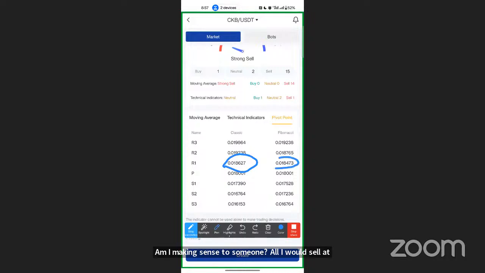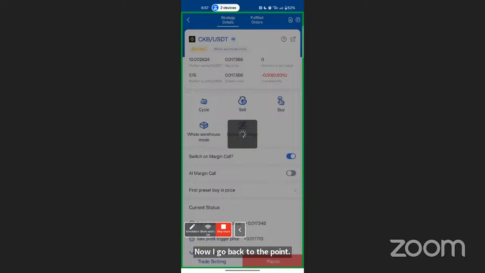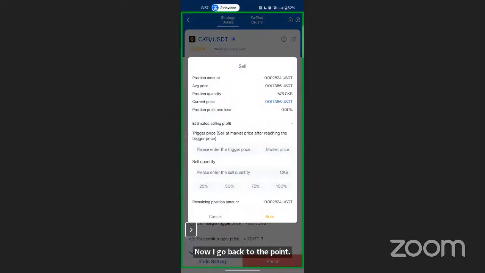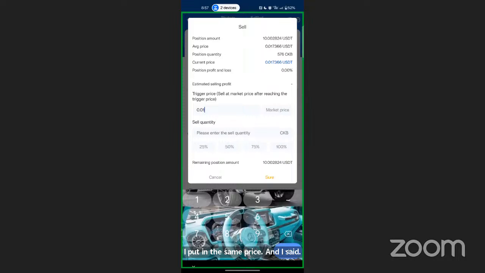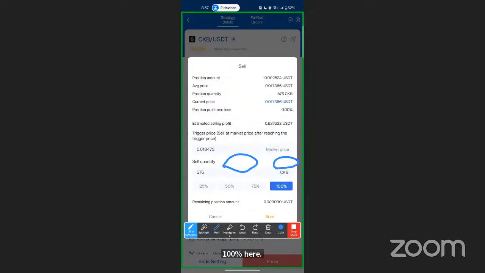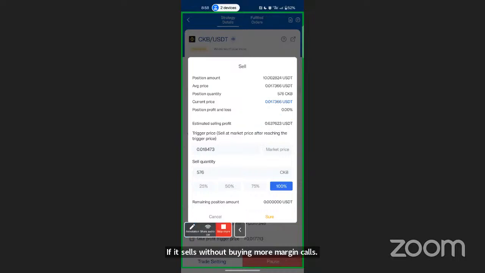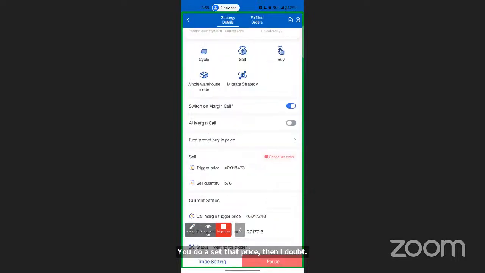So I enter the price, 0.018473. Now I go back to the coin. I put in the selling price and I say 0.018473, 100%. Here, if it sells without buying more margin calls, it will sell at that price. Then I tap sure. You see, that will be when my robot will sell.